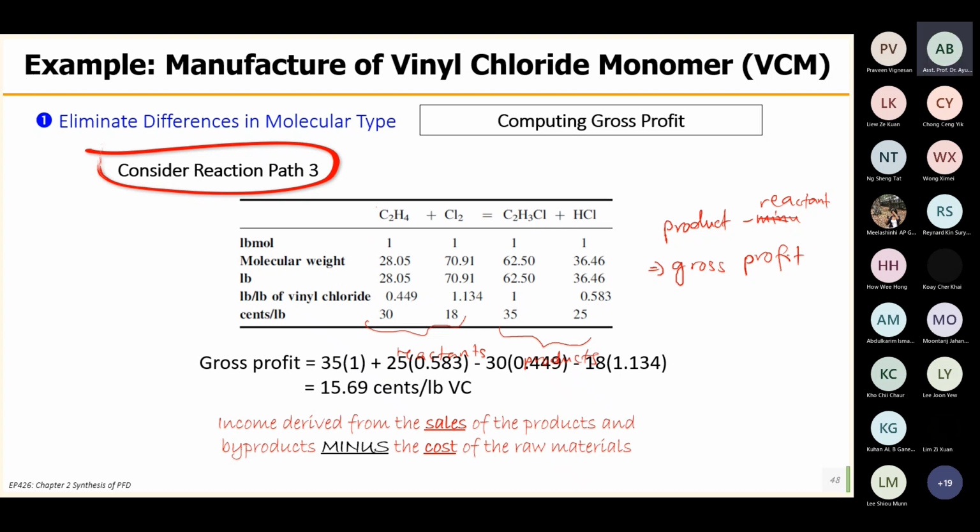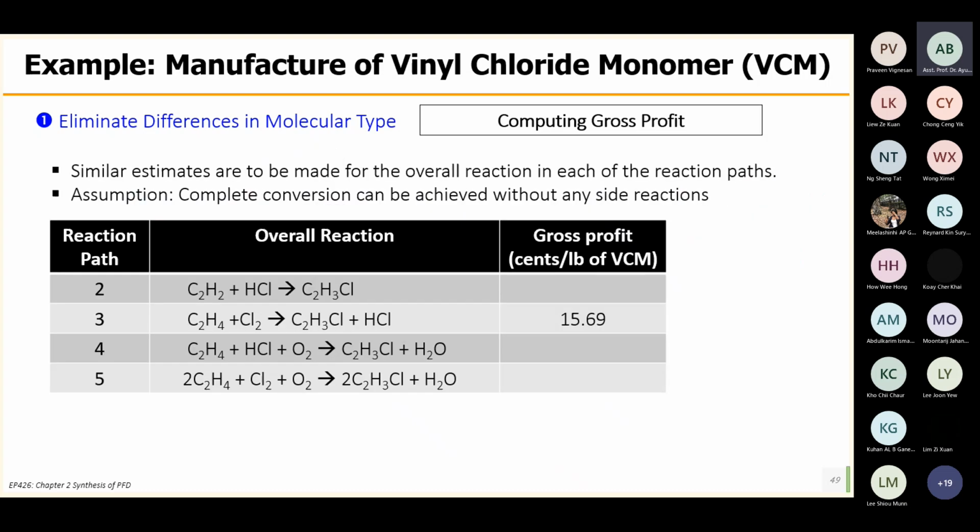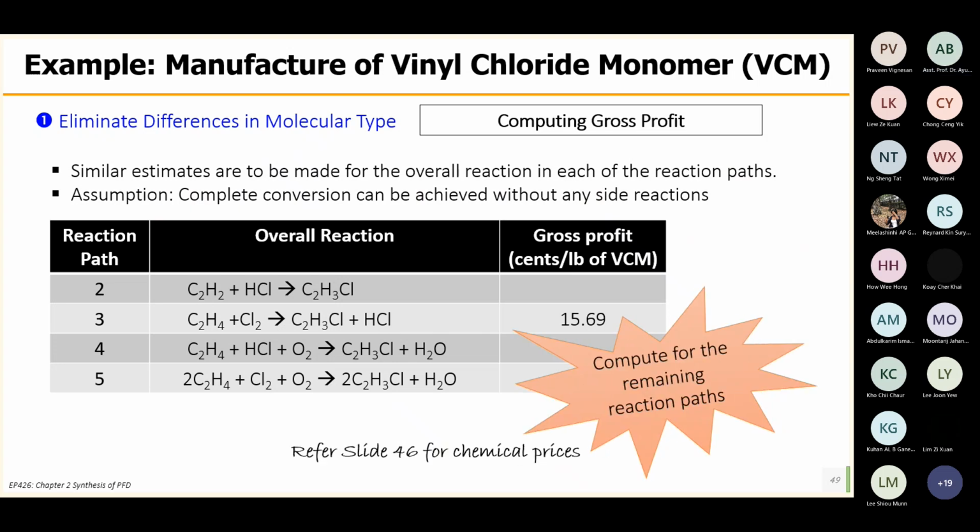Now move to another pathway. Consider all those pathways, the gross profit. Once you try to compute, do the same for pathways 2, 4, and 5. You can try to calculate. So from there, you can see which one is more feasible according to the gross profit.